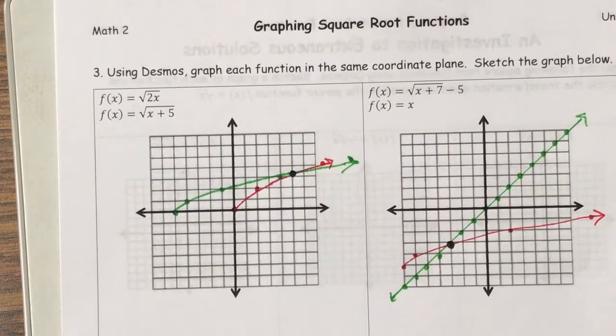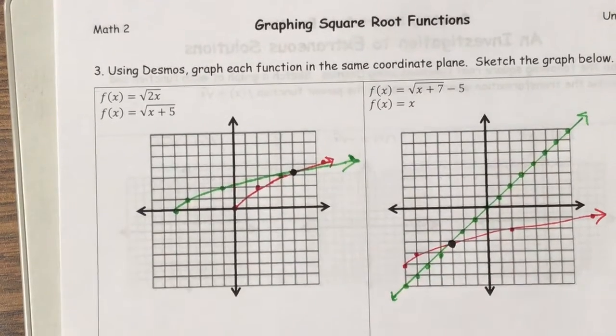Okay, so I wanted you to graph the square root of 2x and the square root of x plus 5 in the same coordinate plane, and tell me what you notice, or use this to guide us to extraneous solutions. Well, the only way you can make sense of the extraneous solutions is hopefully this looked a little familiar.